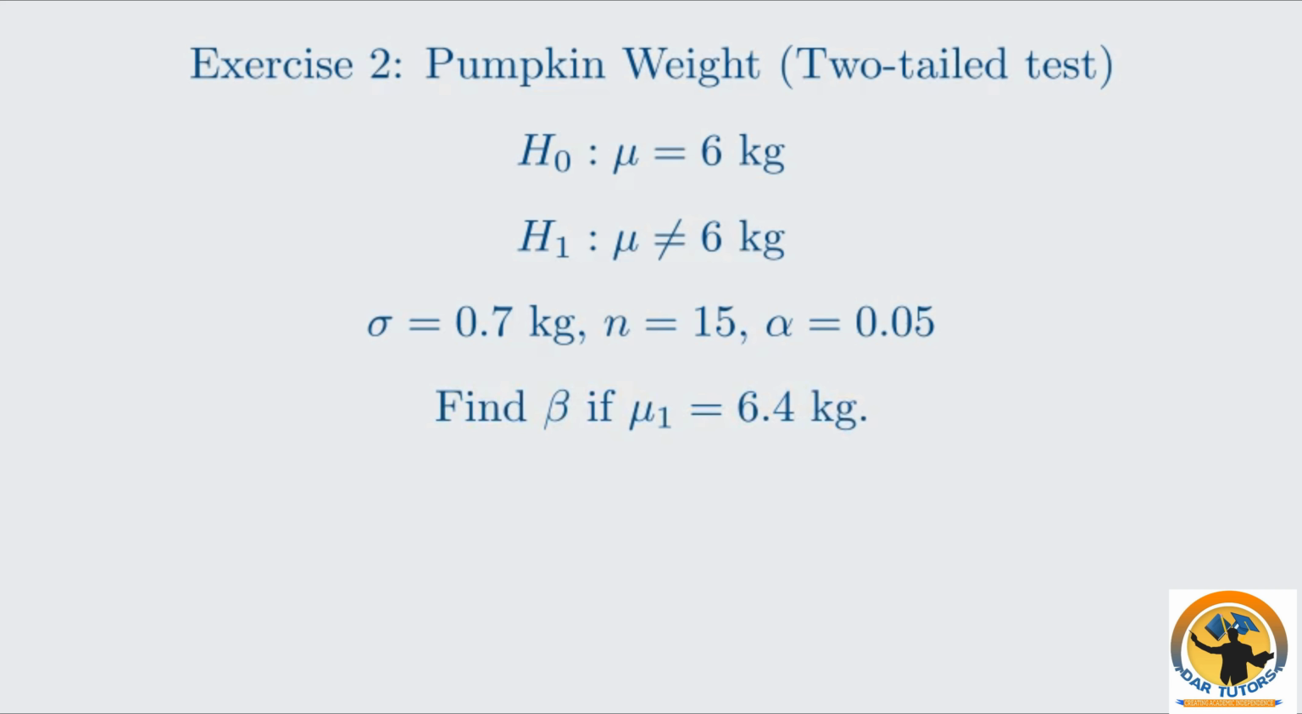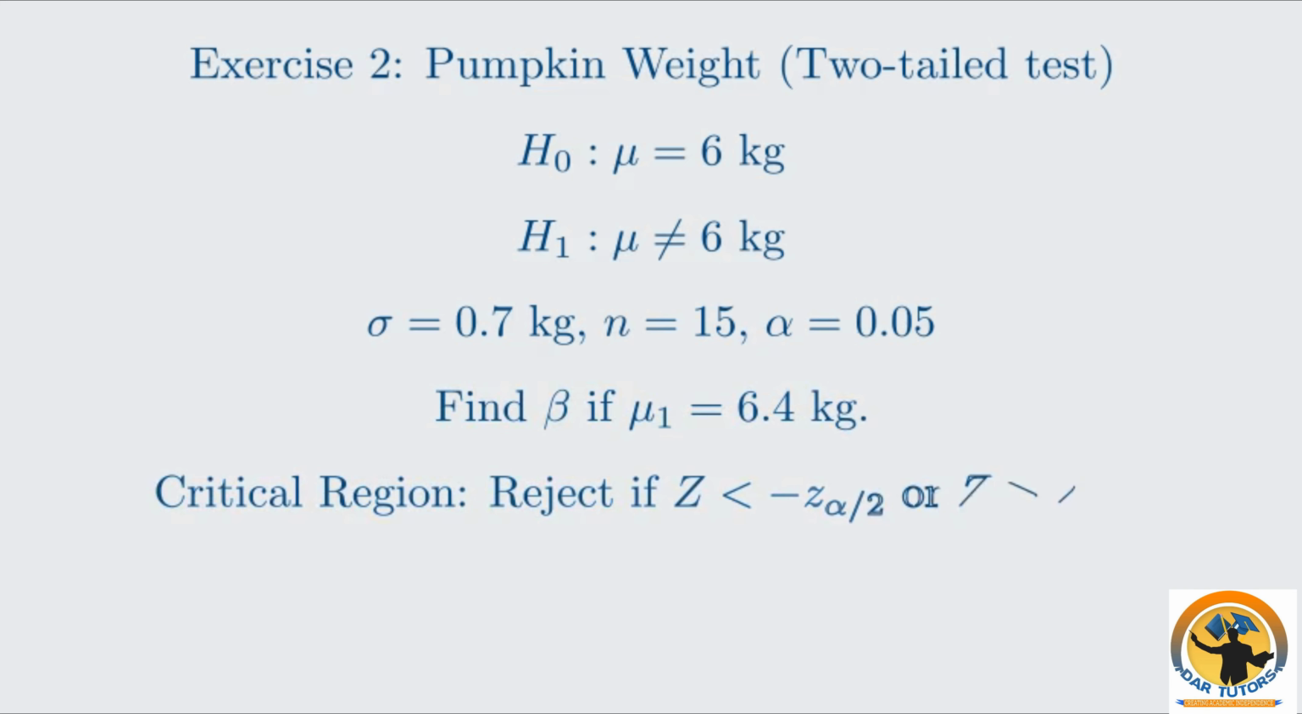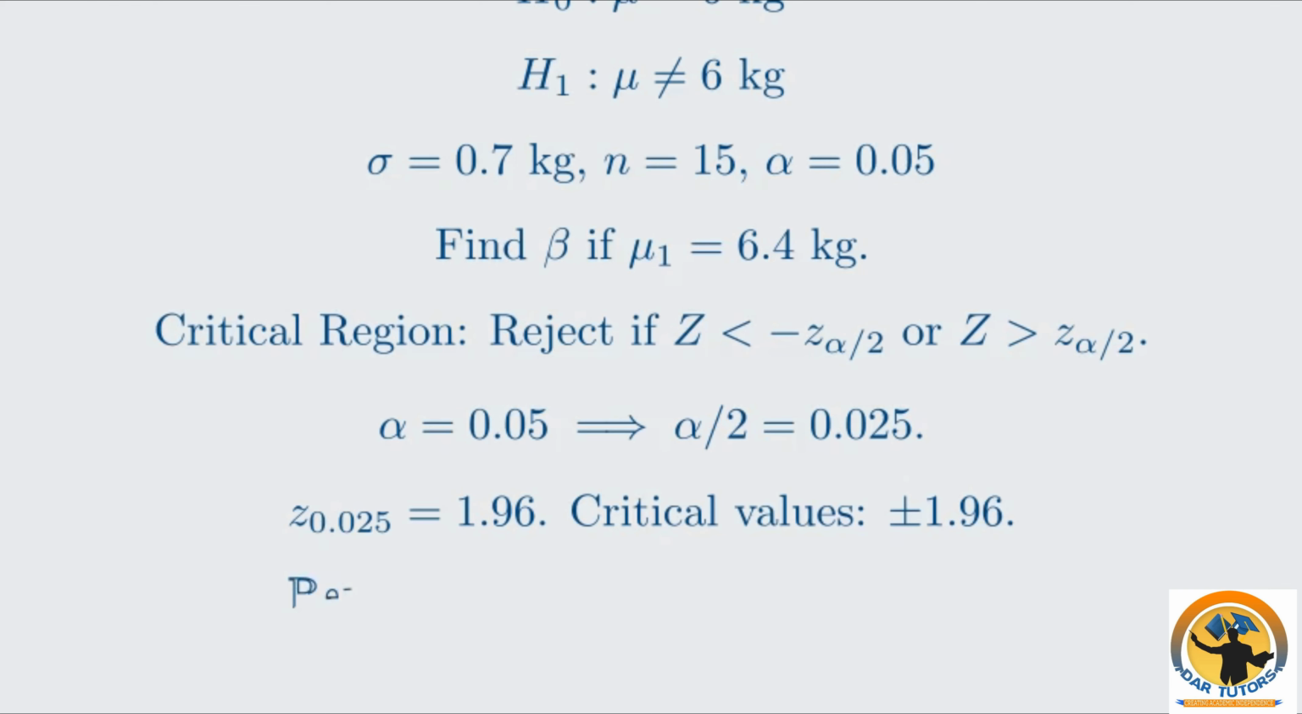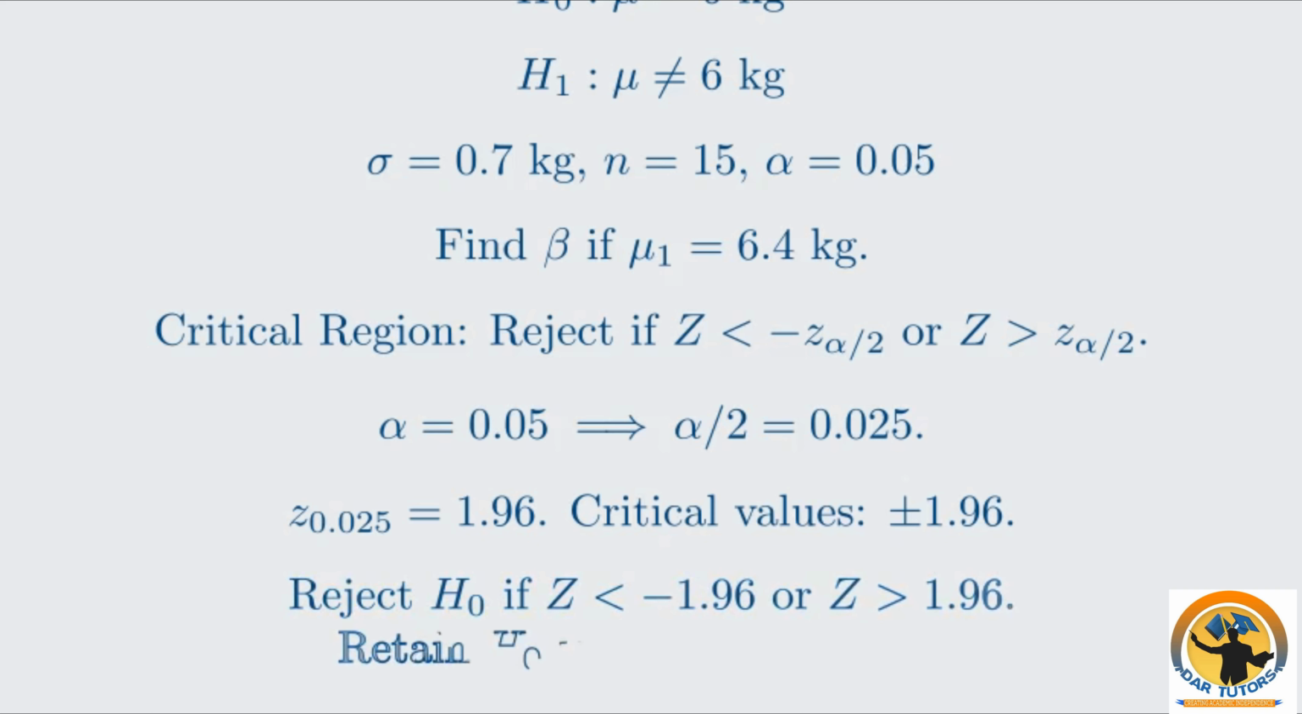The logic is similar, but the critical region is split into two tails. For a two-tailed test at alpha equals 0.05, we split the area into alpha over 2 in each tail. That's 0.025. The critical values are therefore z sub 0.025 and negative z sub 0.025. These values are 1.96 and negative 1.96. We reject H0 if z is less than negative 1.96 or greater than 1.96. We retain H0 if z is between negative 1.96 and 1.96.